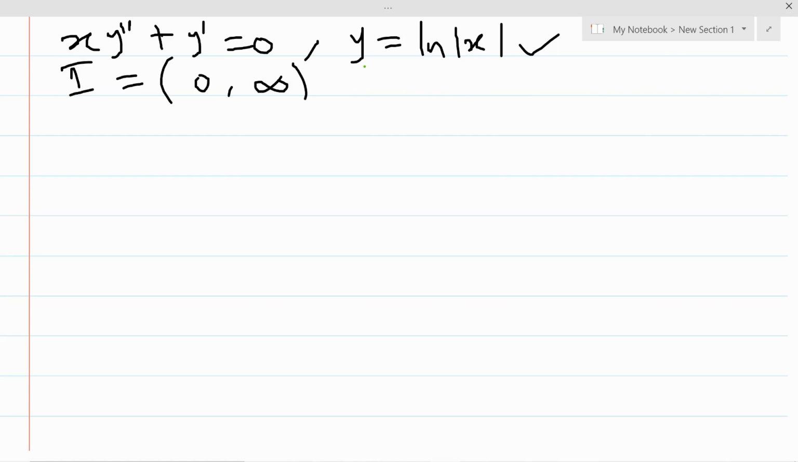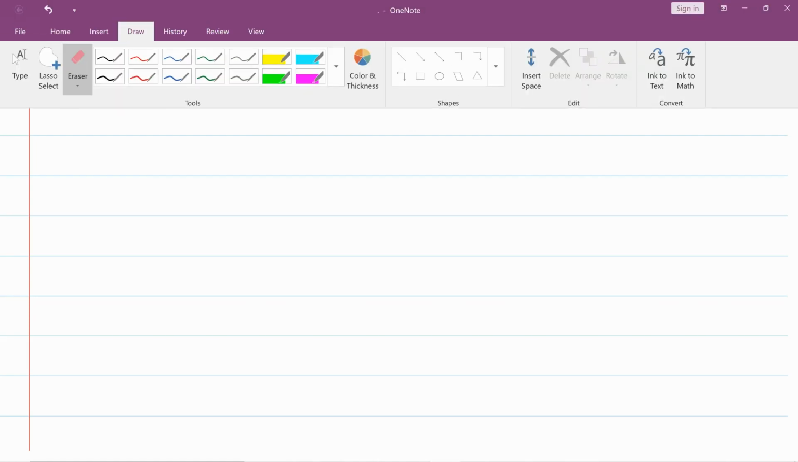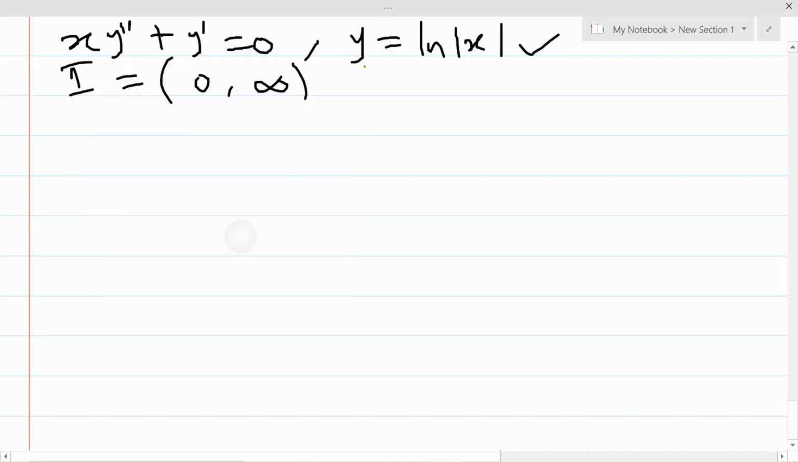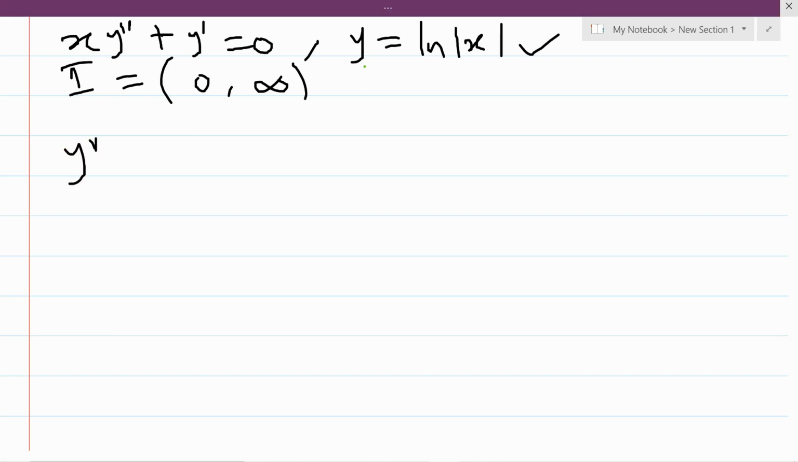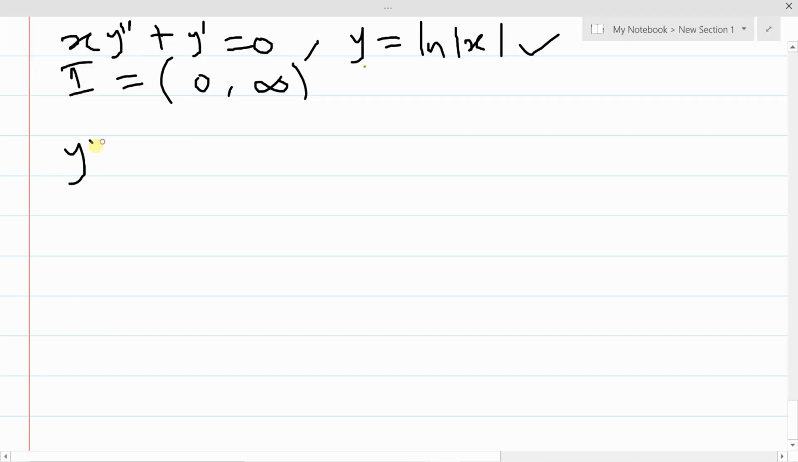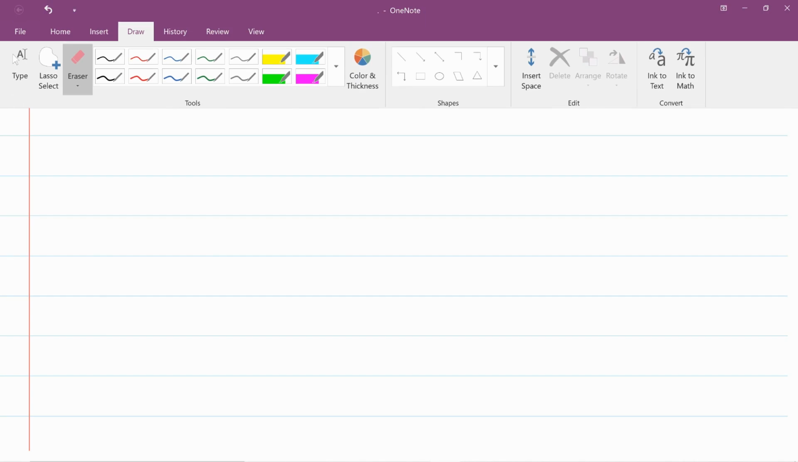So let's try and see if what we've been given is true, that y equals ln of x is actually a solution to this differential equation. Let's do this and we'll really understand the solution to a differential equation. Now y prime prime means you are supposed to differentiate a thing 2 times. But before that, you need to differentiate it for the first time, then you take it from there.